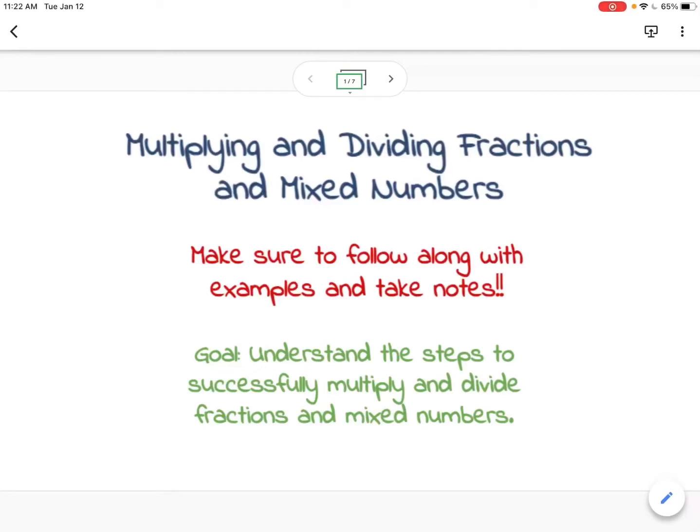Hi guys, today we will focus on multiplying and dividing fractions and mixed numbers. As always, please make sure you are following along with this video and taking notes of the examples and the key concepts on your paper. Today's goal is to understand the steps to successfully multiply and divide fractions and mixed numbers. Hopefully at the end you can check off that goal and you will have the steps to be successful in that.